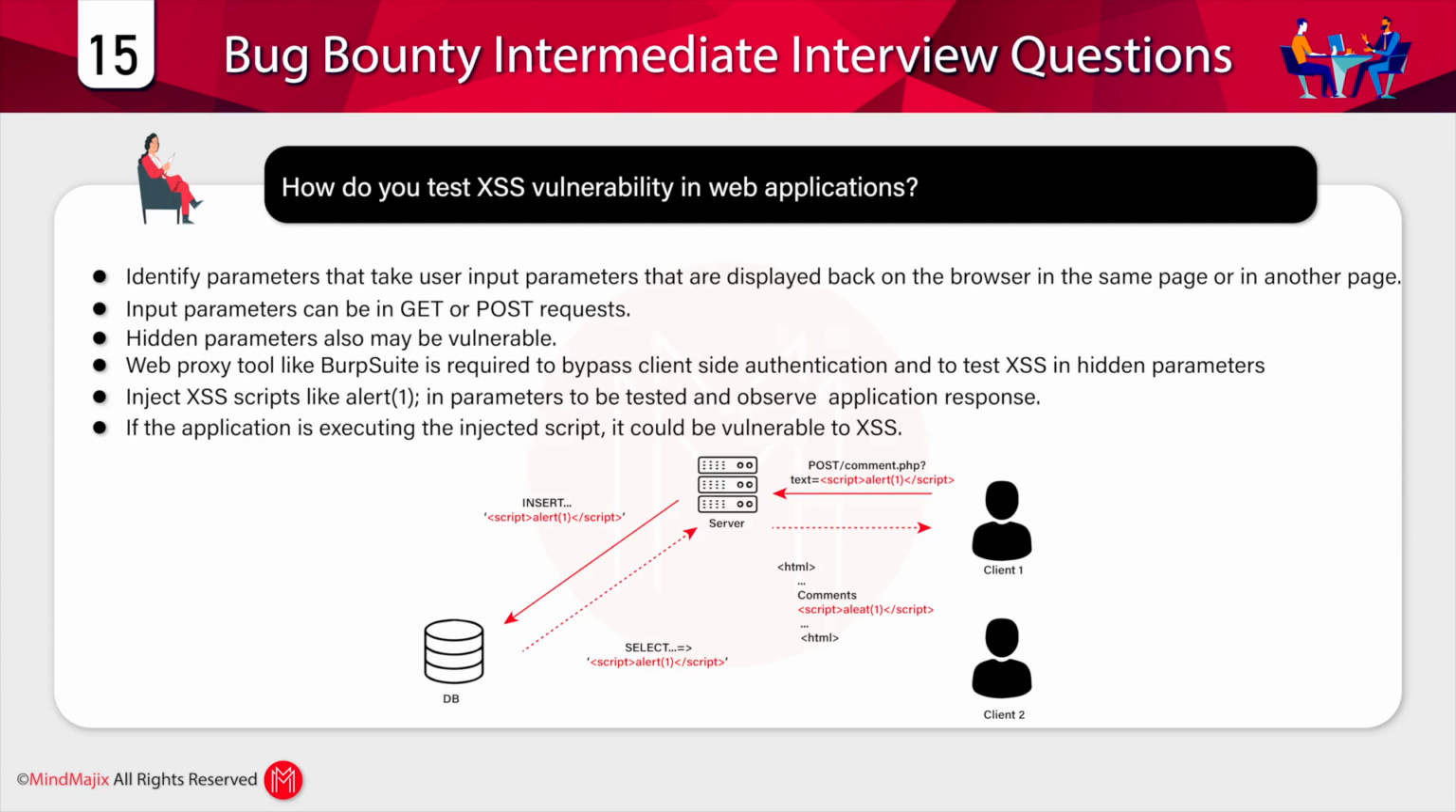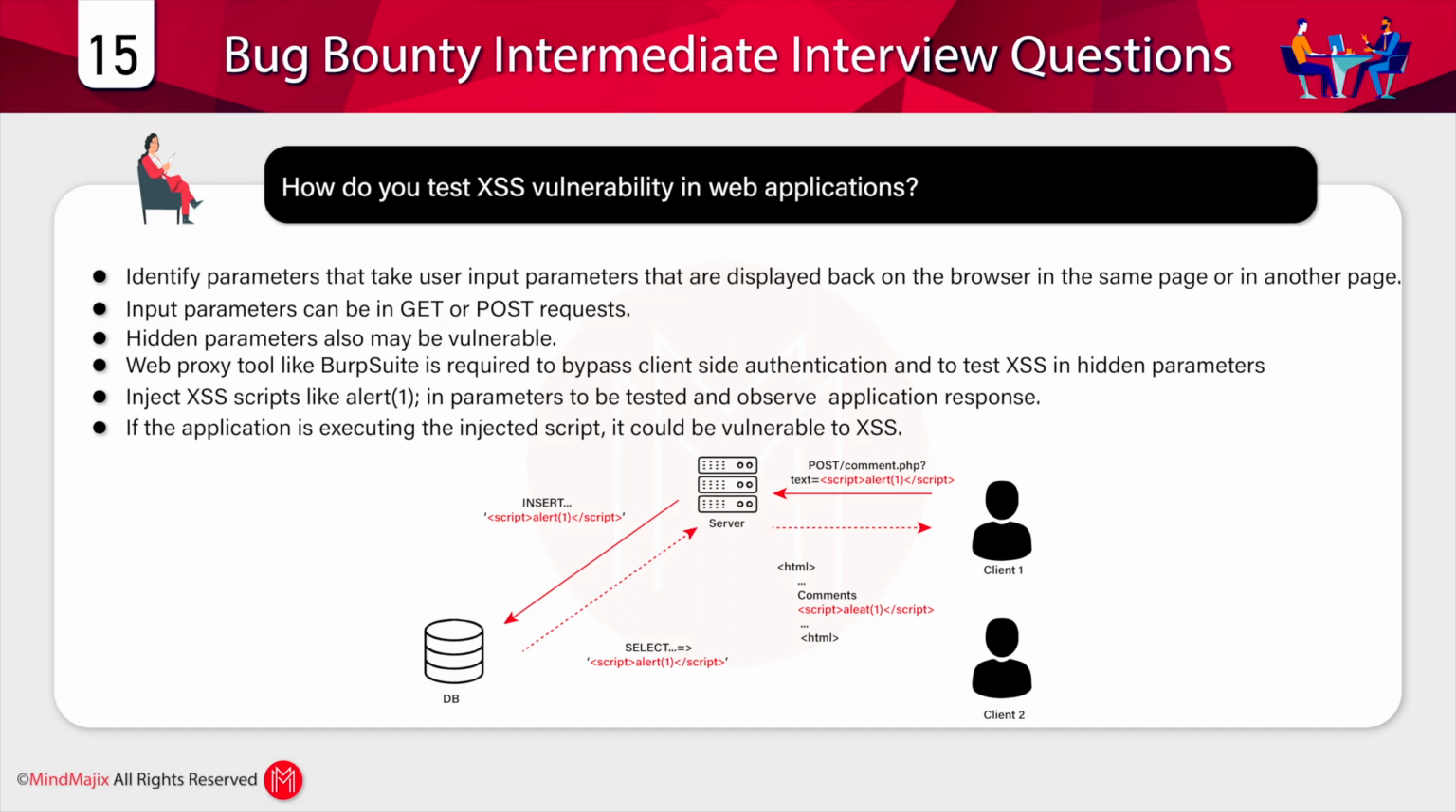Next, mostly you are going to face these vulnerability testing questions, like they are going to ask you what is an XSS vulnerability and how you are going to execute testing on a web application. So the answer here is, first of all, you need to identify the parameters of a particular web application, input parameters from an end user in a page. Then the input parameters can be a GET method or POST method request. And some of the parameters may be hidden parameters that may be vulnerable.